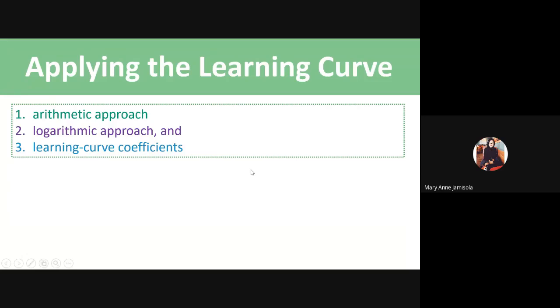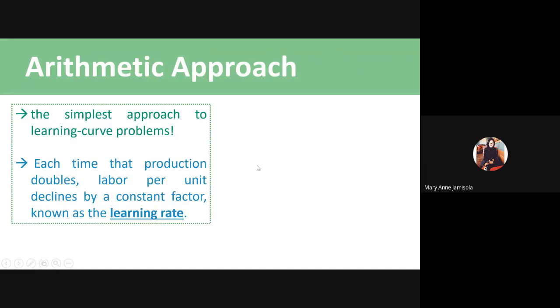Then let's apply the learning curve. As I have mentioned, we have three approaches: the arithmetic approach, logarithmic approach, and learning curve coefficients approach. So the very first formula I have mentioned a while ago is actually under the arithmetic approach. Katong formula itong gihisgot kanina, T times L to the power of n, that's actually for the arithmetic approach. And the original basis, which is the doubling of production, is under the arithmetic approach.